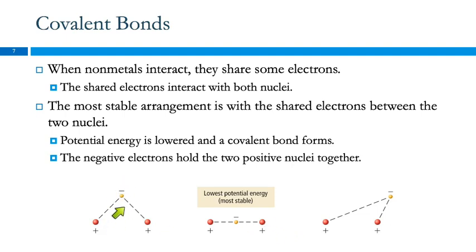If the shared electron is equidistant but off to the side, or if it's over here closer to one or the other, that's going to be higher in energy and it's going to be less stable. So those negative electrons that are being shared hold the positive nuclei together.